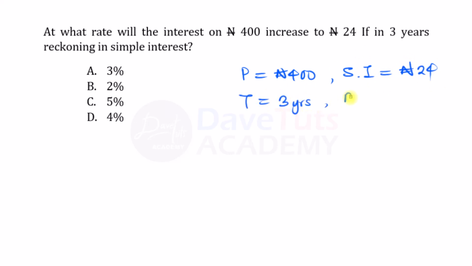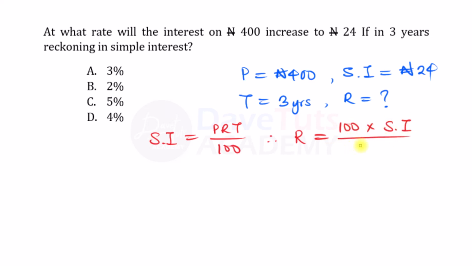We are being asked to find the rate, and if you recollect, we have already said that our simple interest is nothing but principal times rate times time over 100. But in this case, R is what we are looking for. So if we make R the subject of the formula, cross multiplying, you are going to see that R will be nothing but 100 times the simple interest divided by principal and time.